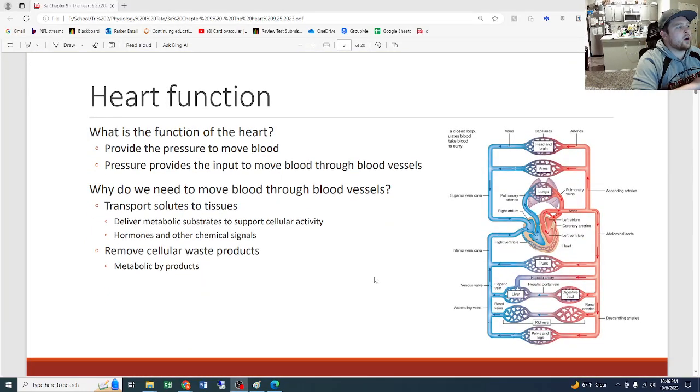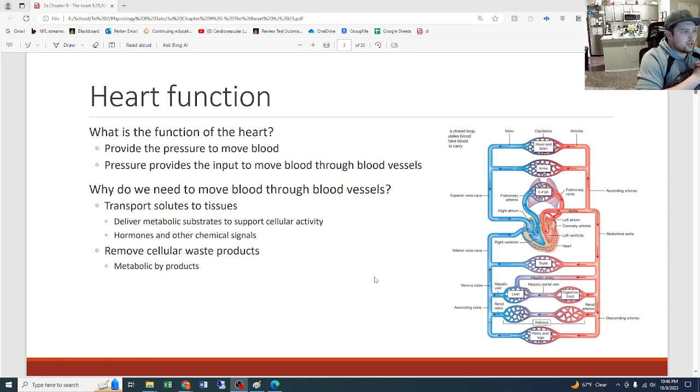The function of the heart, the purpose we have it, is to provide the pressure to move blood. The heart is a pump. The heart is going to produce the pressure in order to move the blood through the blood vessels. Okay? So why do we need to move blood through the blood vessels? Hopefully this is a little bit obvious, but it's first of all to transport solutes to tissues.